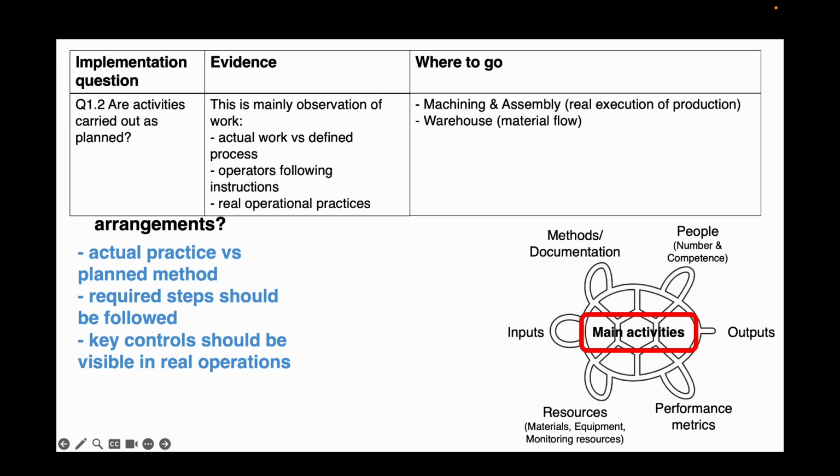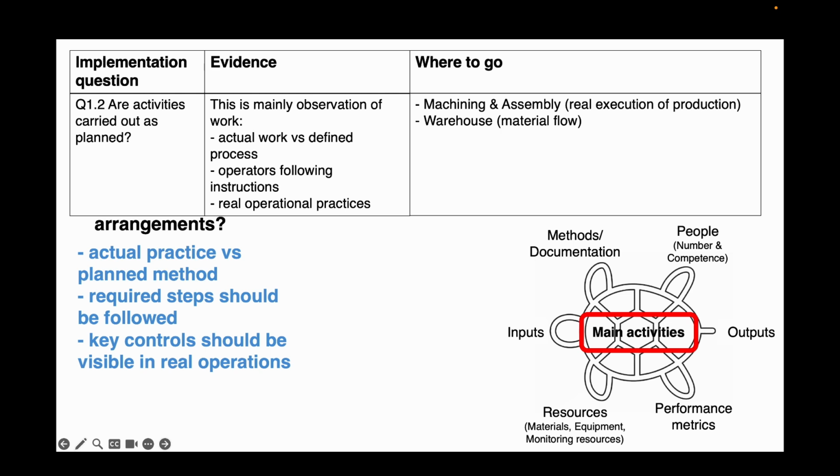I want to check whether material handling follows the defined rules, whether there is proper identification and status control, and whether the physical flow of materials matches the intended process. I choose this area because even if production looks correct, the process may still not be implemented as planned if materials are mishandled, mixed, delayed, or poorly controlled.